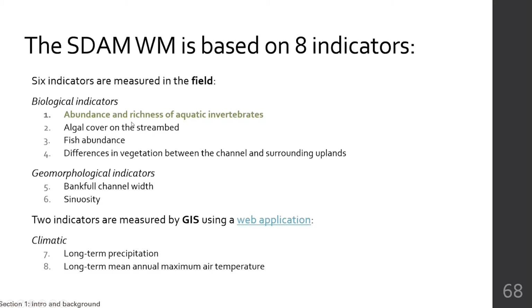All right, so now we're going to start talking about each of the 8 indicators and how we measure them. We're going to start with the biological indicators, and we're probably going to go into the most depth about the aquatic invertebrates because it's a bit more complicated, but it's a particularly important indicator for this method. We might take a break after we get through the aquatic invertebrates before going on to the subsequent ones.